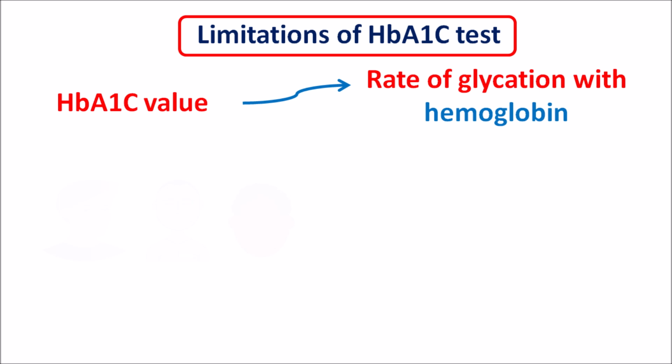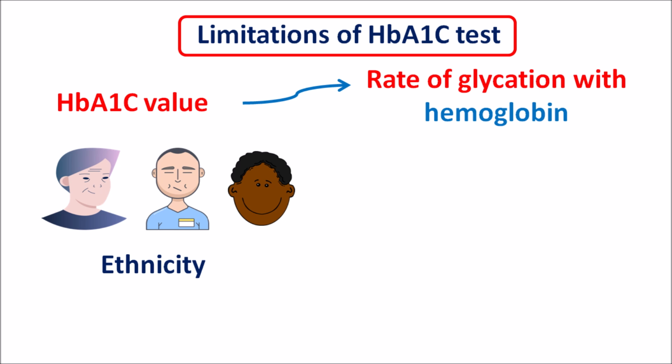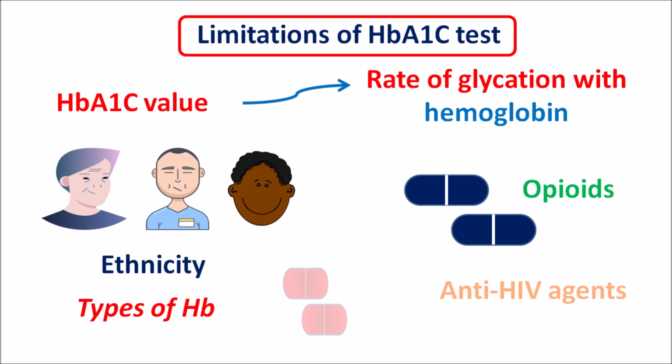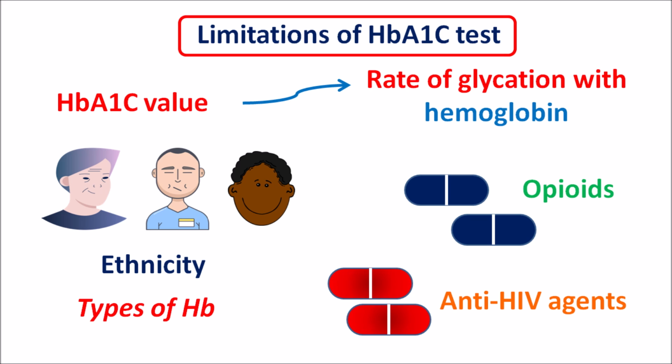Even HbA1c is variable with ethnicity. Different populations may have different types of hemoglobin. In HbA1c, hemoglobin type A is used for estimation. But in people from different geographical areas, hemoglobin types are variable, which may modify the HbA1c value. And even a few drugs like opioids and anti-HIV agents can reduce the RBC cells, thereby affecting the HbA1c value. So all these factors should be considered in assessing diabetes by the HbA1c test.